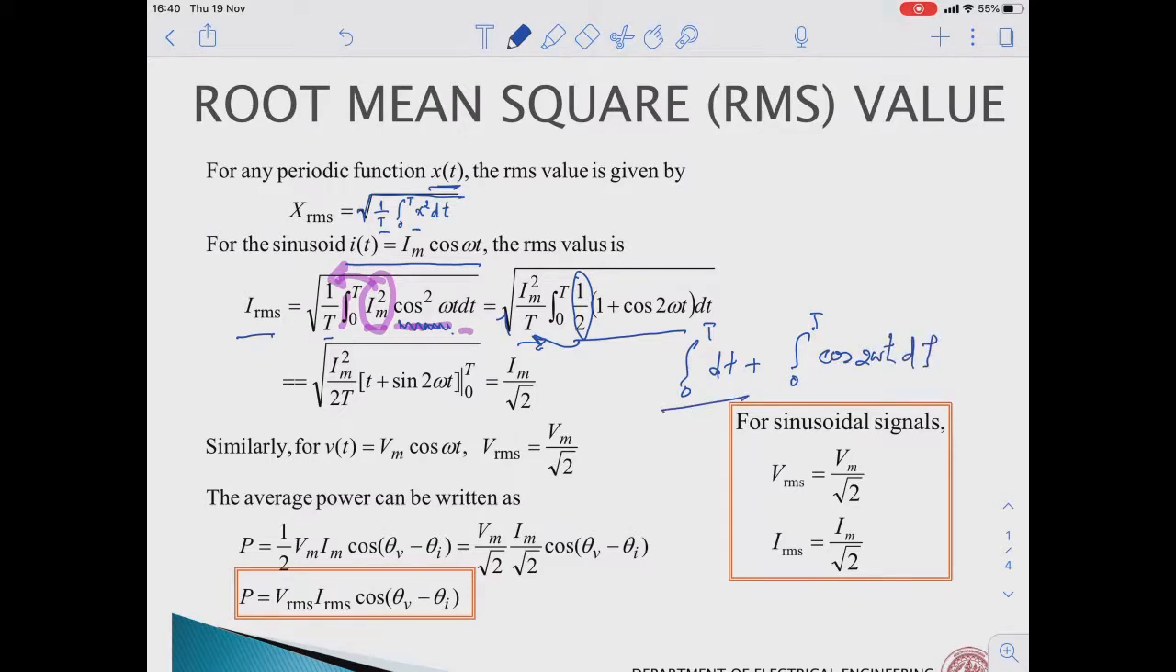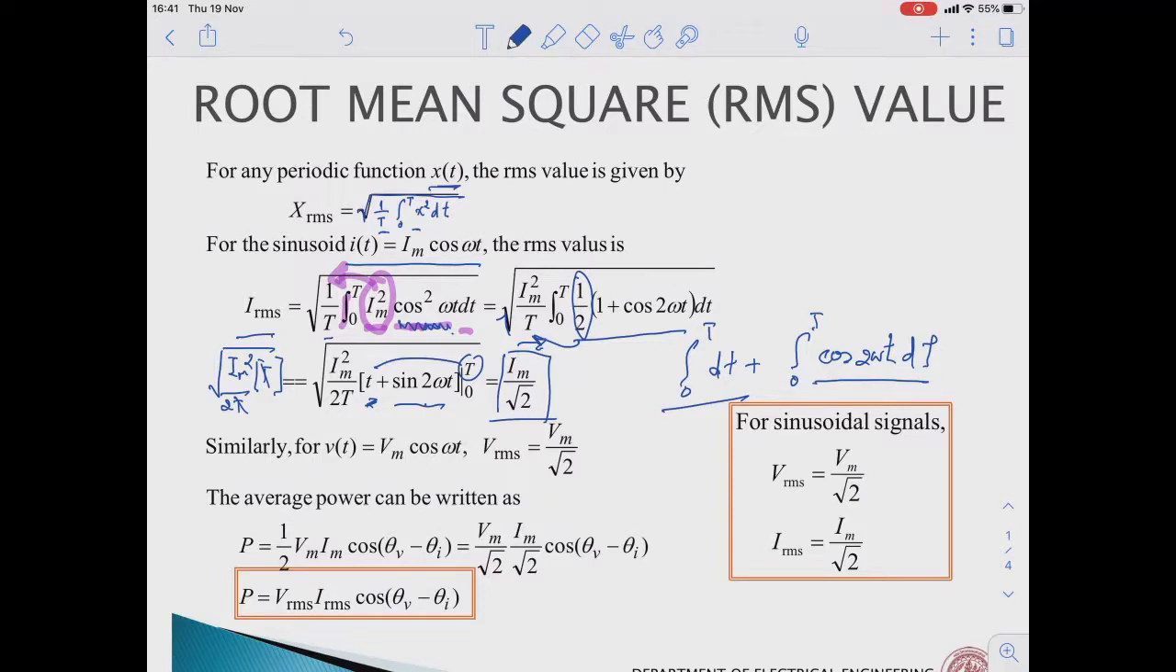The first term gives us t from 0 to T, and for the second term, integrating cosine 2 omega t dt, we obtain sine 2 omega t over 2 omega, with limits from 0 to T. When we put the limits in, we have the square root of Im squared over 2T multiplied by T. Sine 2 omega T equals 0 and sine 0 equals 0, so the T cancels out and we have the square root of Im squared divided by 2, which is equal to Im divided by square root 2.